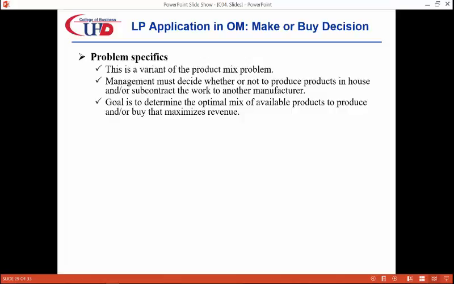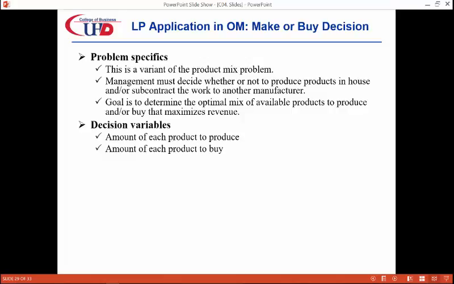However, the key difference here is that there are more than one sources for you to obtain a product. Hence, we need to determine how many to obtain for that product from each source. For instance, if a product can be either made or bought, then for this product, we need to know how many to be made and how many to be bought.